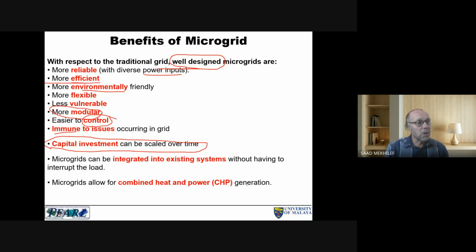Okay, microgrids also can be integrated into existing systems, so these are good things. It's not something new that we have to build from zero, but you can integrate into the existing without having to interrupt the loads. Also, microgrids allow for combined heat and power generation, which is very, very important. It means you can do both. So these are some of the benefits.